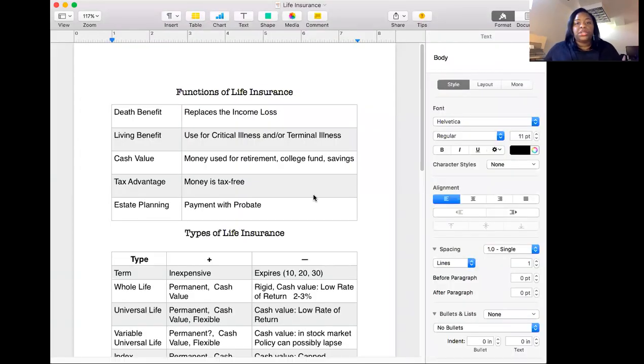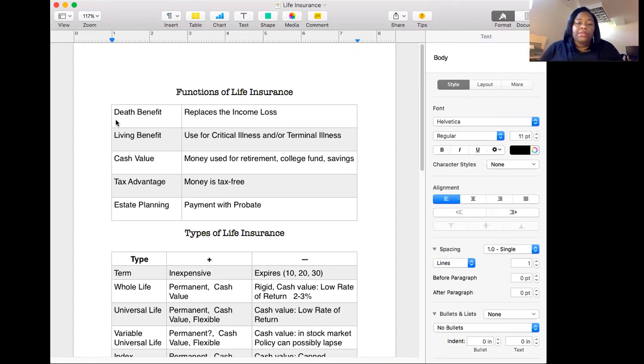So here goes, and let me share the screen real quick about different types of insurance. So let me talk about the functions of insurance. There are five basic functions to insurance. First, you have the death benefit. That's what we tend to think about when we think about insurance. We think about something to use if something was to happen to our family members.